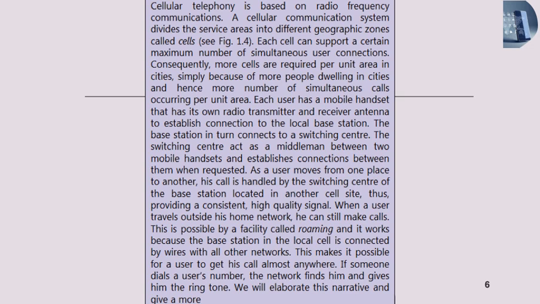As a user moves from one place to another, his call is handled by the switching center of the base station located in another cell site, thus providing a consistent high quality signal. When a user travels outside his home network, he can still make calls. This is possible by a facility called roaming or roaming service, and it works because the base station in the local cell is connected by wires with all other networks. This makes it possible for a user to get his call almost anywhere.